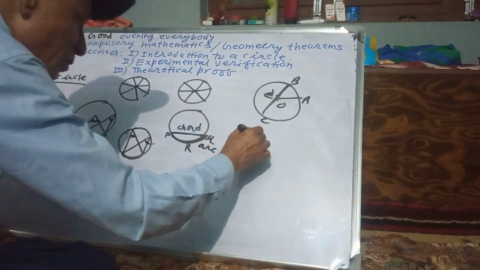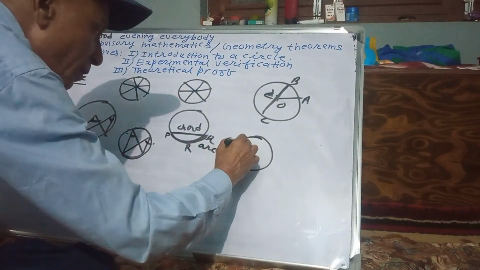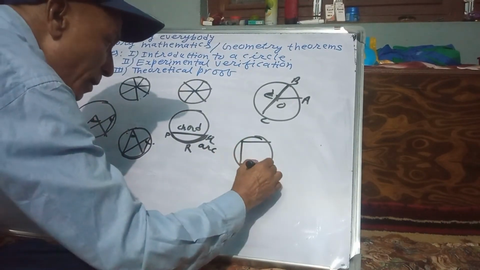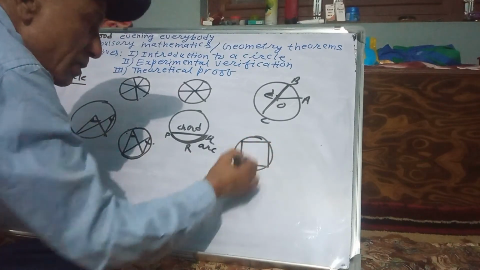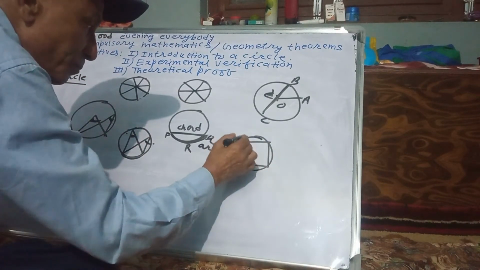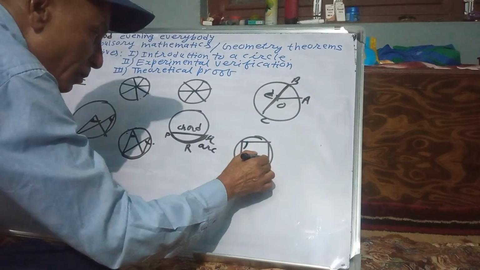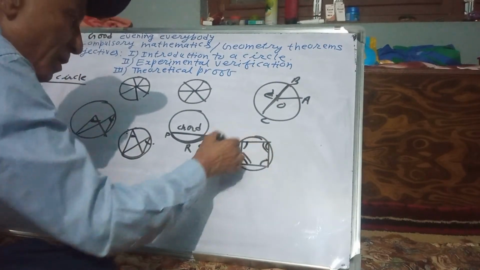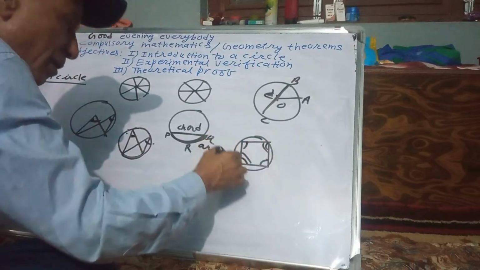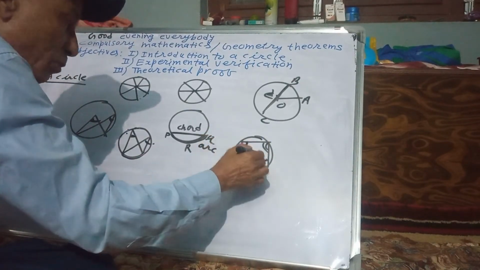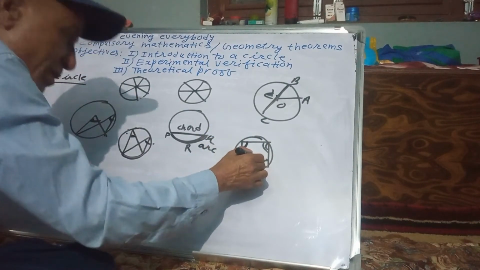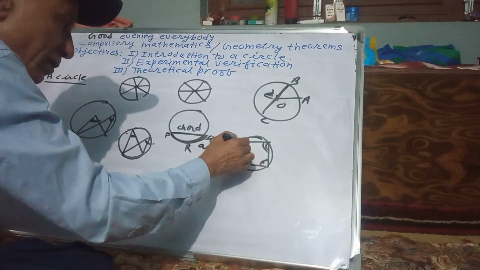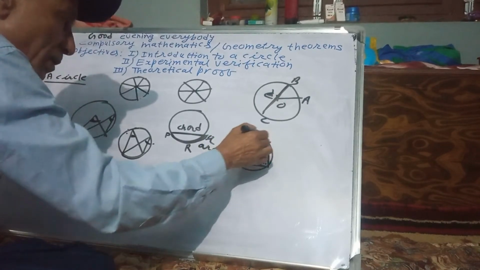Another introduction, if you draw a circle, if you make any quadrilateral, see, inscribed quadrilateral, this plus this equal 180, this plus this equal 180. It means the opposite angles of a cyclic quadrilateral are supplementary. Opposite angle sum 180 degree.